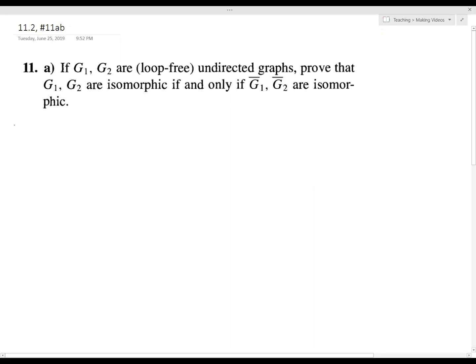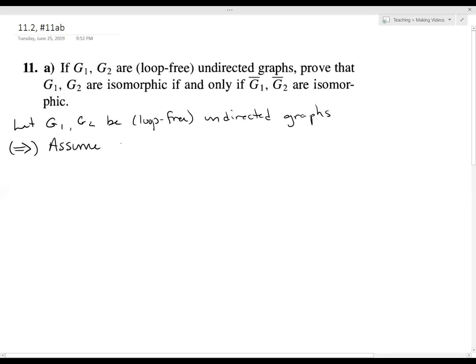So we start off by saying, let G1 and G2 be loop-free, undirected graphs. And we're going to prove our first direction. And what we're going to say there is assume that G1 and G2 are isomorphic. And then I'm going to show that G1 complement and G2 complement are isomorphic.